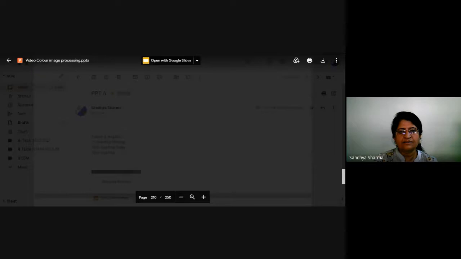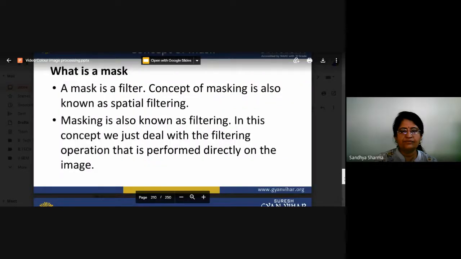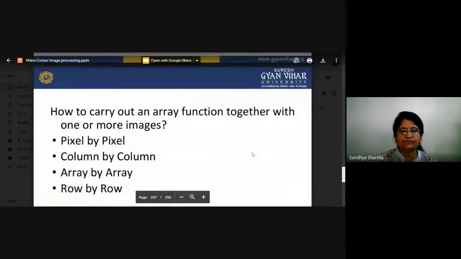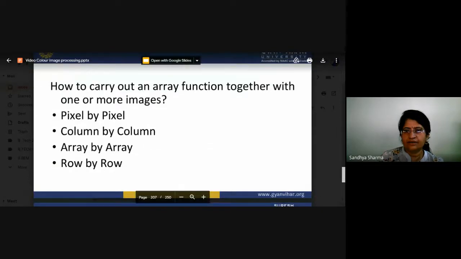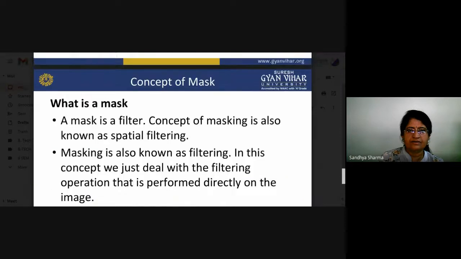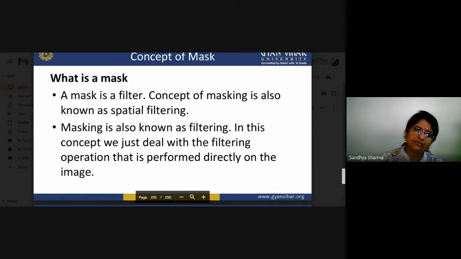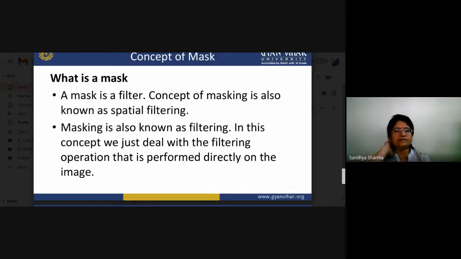So that is a method of convolution. Before studying further, we want to know about filtering, or the concept of a mask, because we are using a mask in our convolution. So what about the mask and why are we using it?